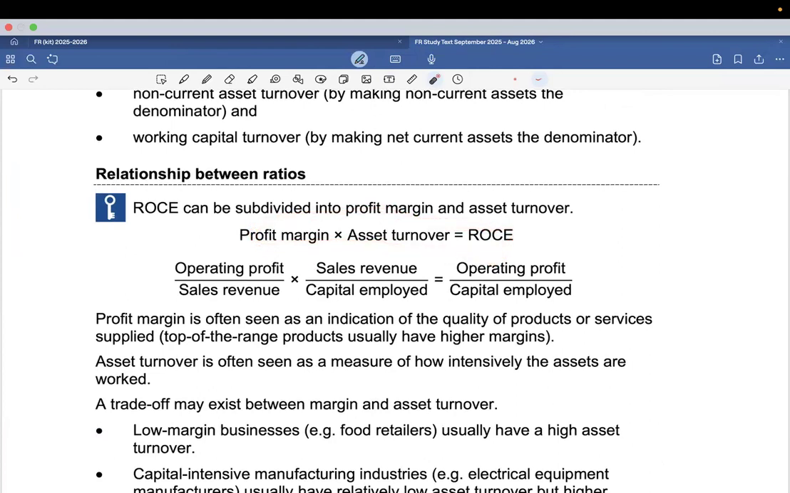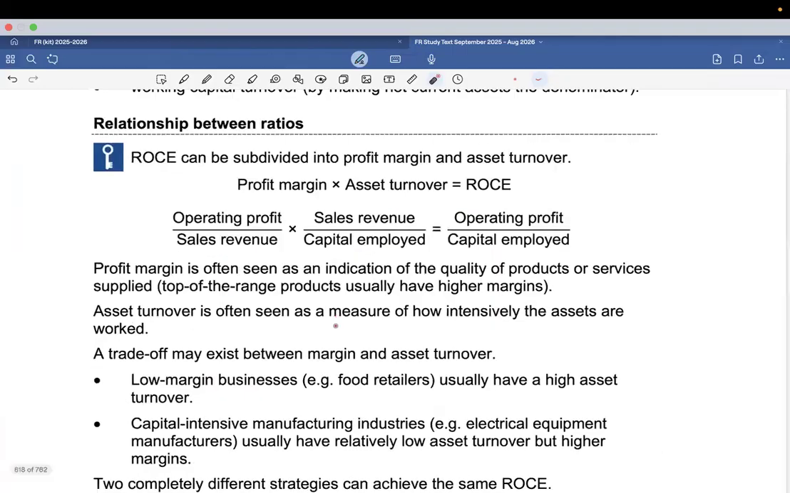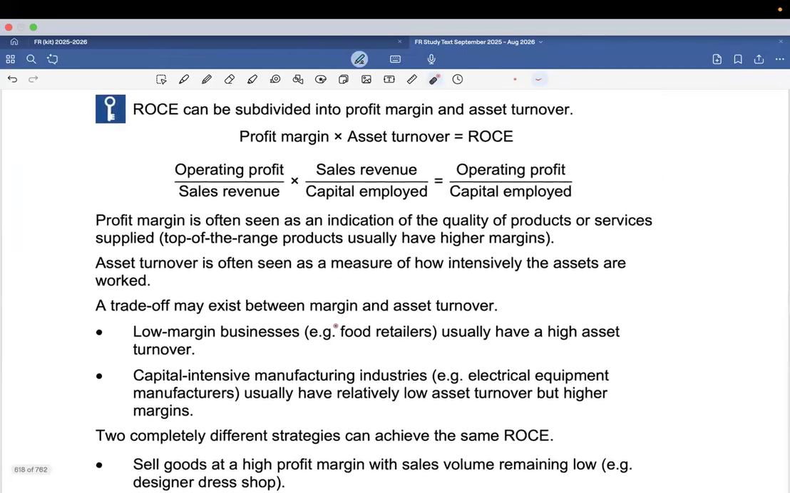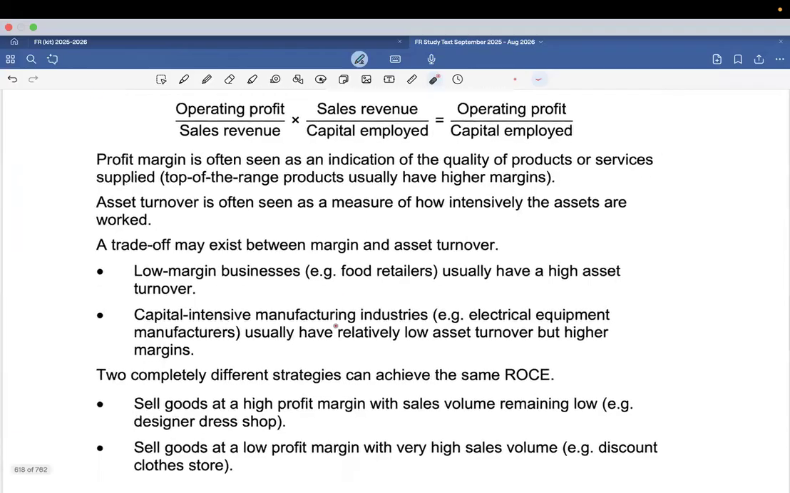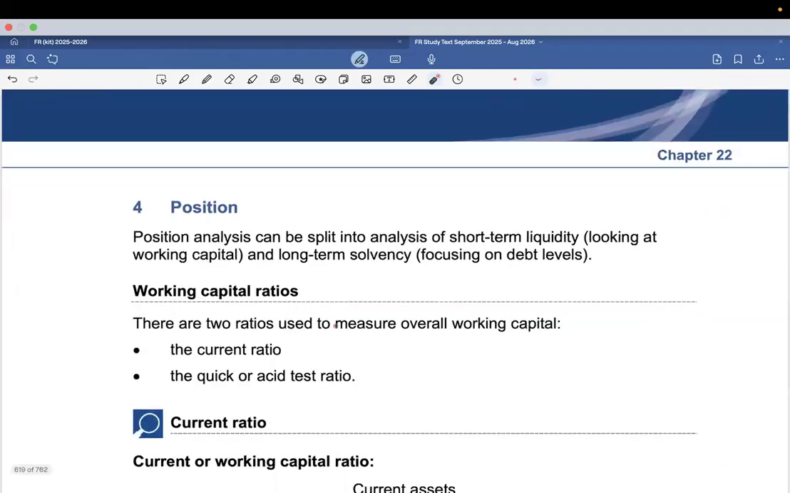Clear? So if you cancel this and this, what is left? Tell me. Operating profit by capital employed. Again, sales revenue and sales revenue cancel. We have operating profit over capital employed, which is ROCE. See?